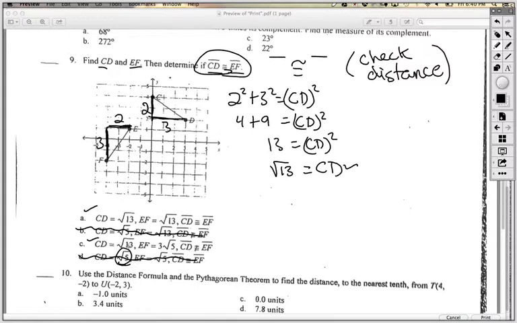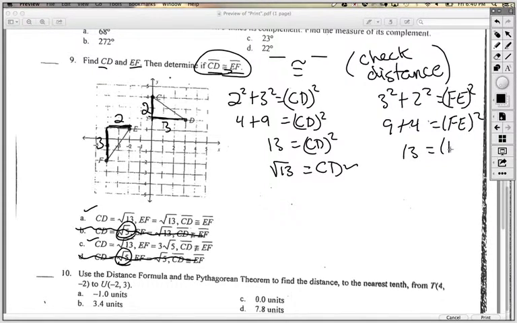It looks like in B and D, with this square root of 5, they just did 2 + 3. So you got to be careful. You can't just not square something for the Pythagorean theorem. Let's check the other one. It's actually pretty much the same idea. We got 3 squared + 2 squared = FE squared. And that's 9 + 4 = FE squared, which is 13 = FE squared. So square root of 13 equals FE. All right. So they're the same. They are congruent, which means A would be my answer there.